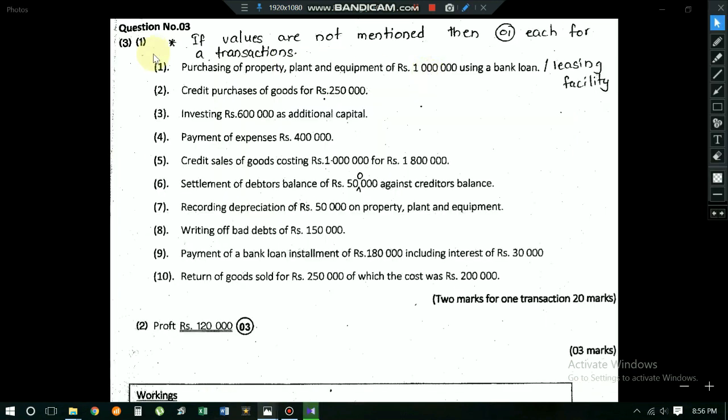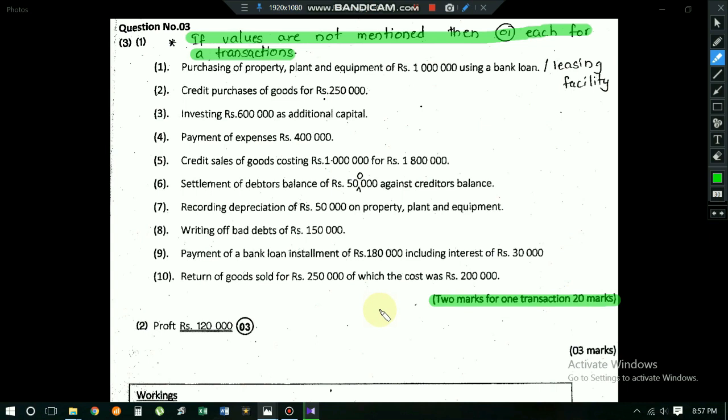This is the marking scheme of this question. So you can find 1 to 10 transactions in this marking scheme. Check about this. If the values are not mentioned, then 1 each for a transaction. So 1 to 10, 2 marks for one transaction. If you are not going to write values, amounts, you will lose 1 for each.